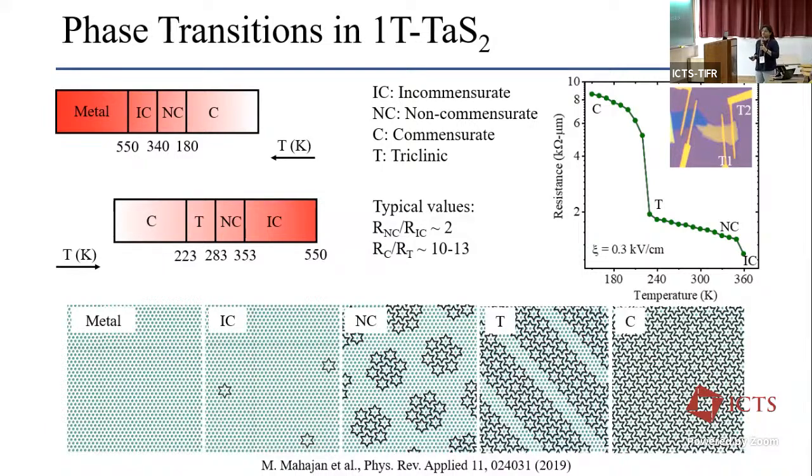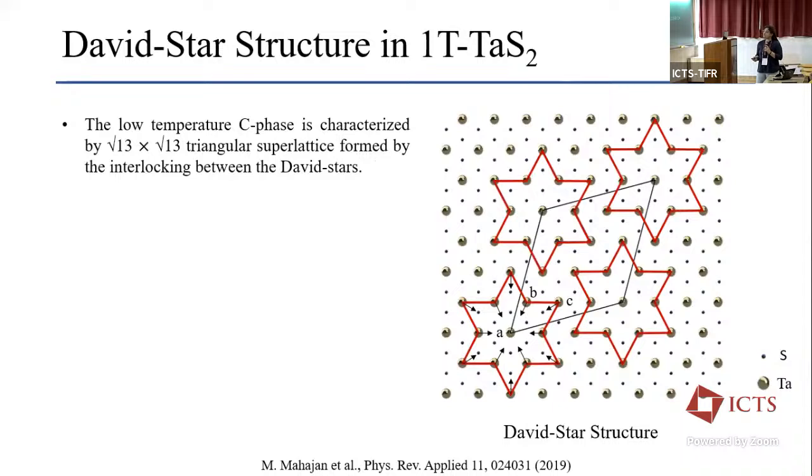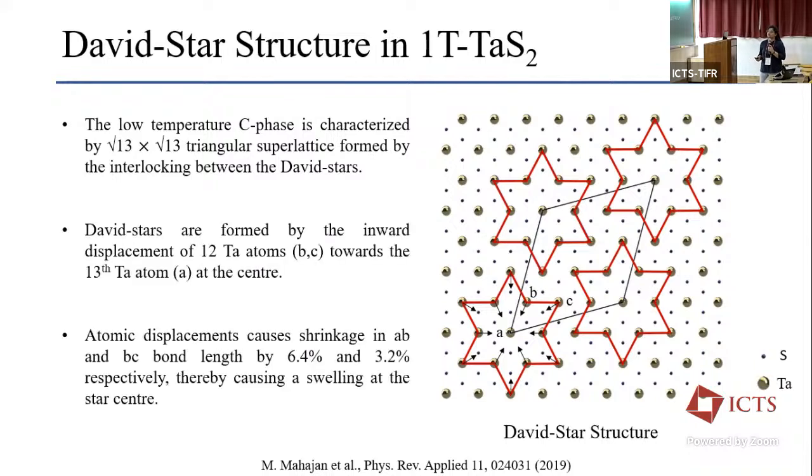The low temperature C phase is represented here by a triangular superlattice, which is formed by these David star structures. These David star structures are formed by the inward displacement of 12 tantalum atoms at the locations B and C towards the 13th tantalum atom as the center of the star. So these atomic displacements, or the shrinkages in the AB and BC bond lengths, result in the swelling at the center of the star.